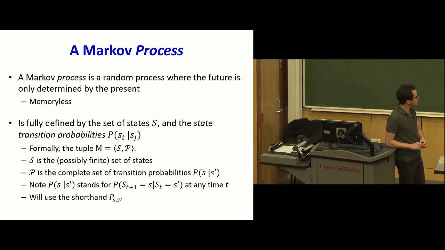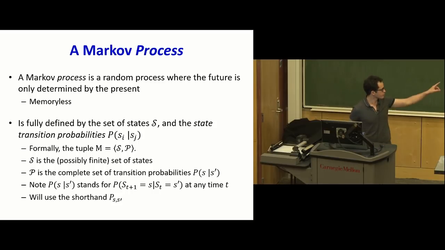Now we're going to note P of S conditioned on S prime, which means the probability that the state at some time t plus 1 equals S, conditioned on the state at the previous time step having been S prime. And because you're in the Markovian assumption, that's the same for any time t. The time doesn't matter, and that's why we can make this shortcut. And therefore, we can just call it P of S given S prime.